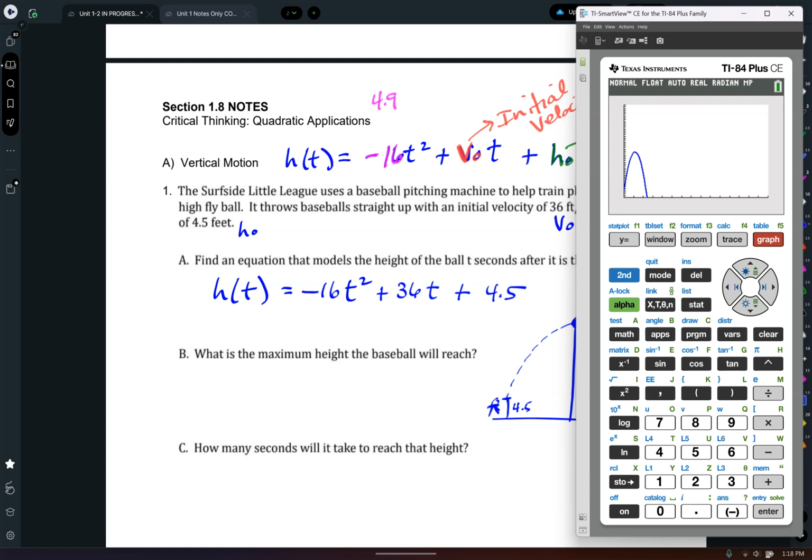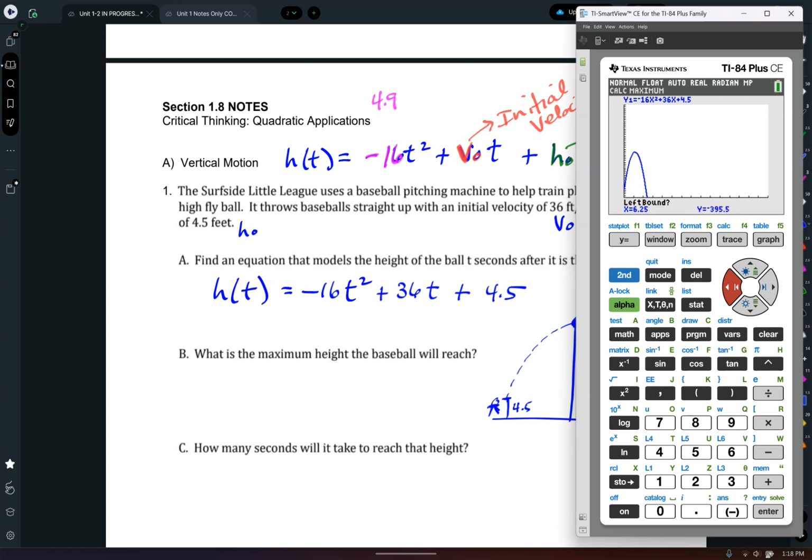And what are we trying to find? We're trying to find that maximum point. Well, you know how to do that on your calculator. I'm going to say second trace. I want the maximum, so number 4. And this is the situation where you have to give it a left and a right bound. So I'm going to move my cursor.